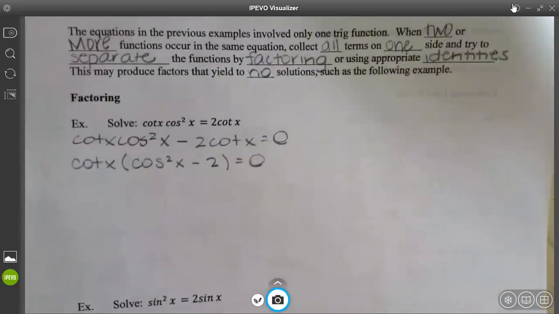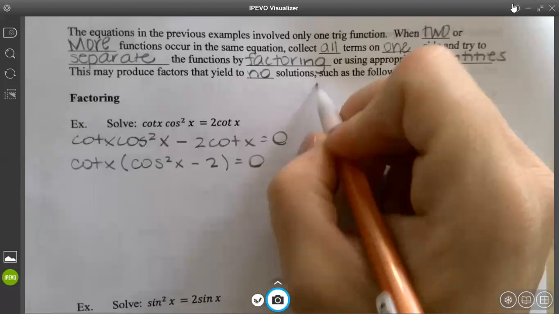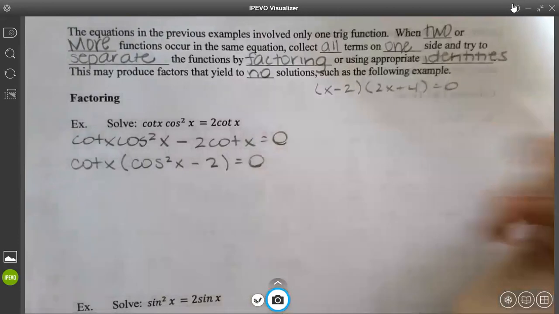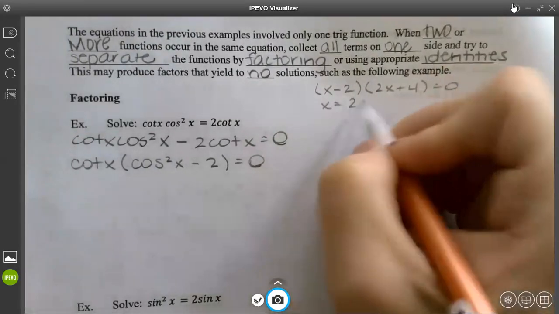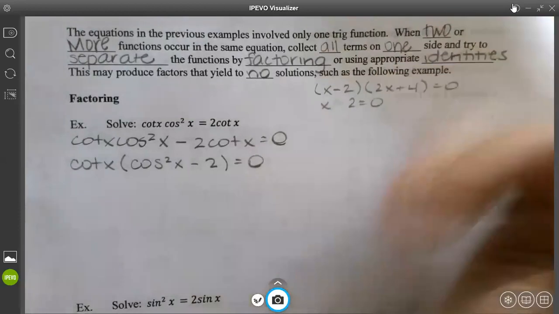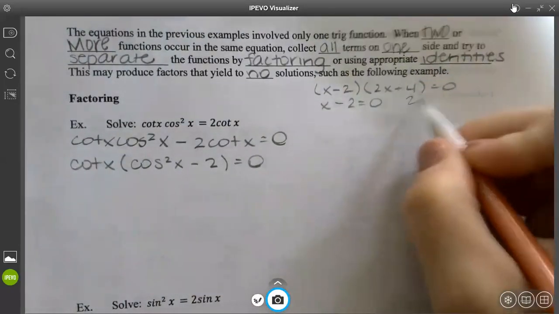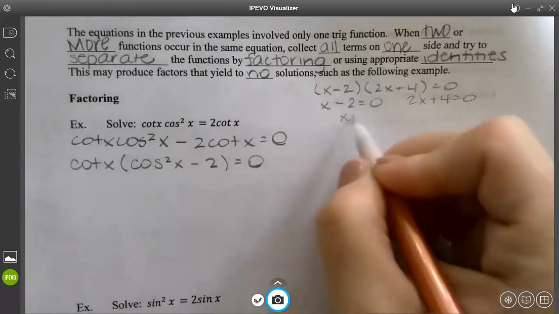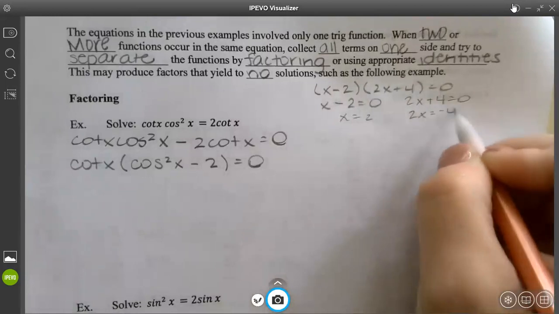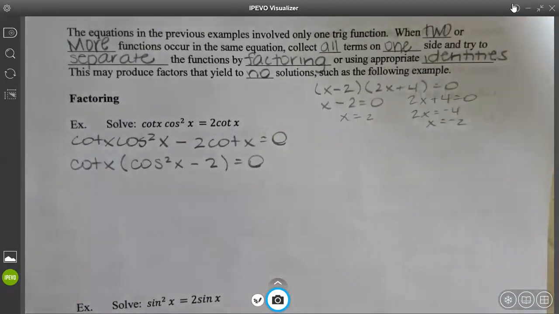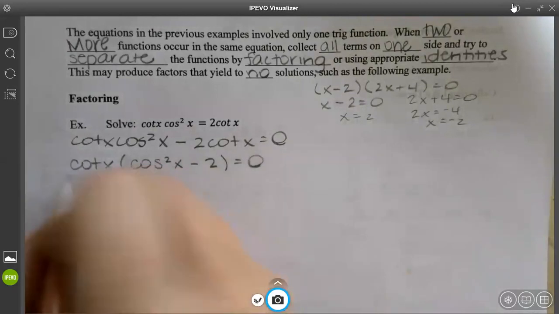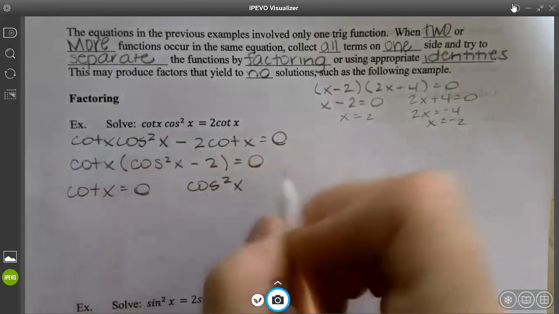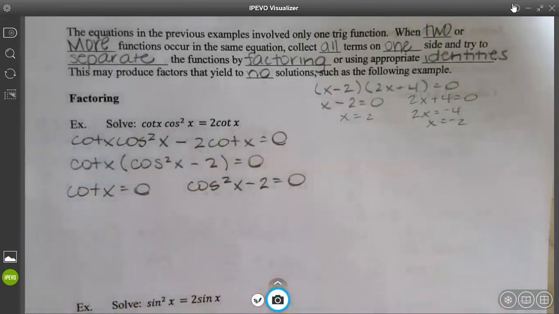When you factor and you're trying to find your answers, like if we factored x - 2 and 2x + 4 equal to 0, what you technically do is set both factors equal to 0 and then solve. So you would add 2, subtract 4, divide by 2. That's what we're going to do now. We're going to set each factor equal to 0. So we take cotan x and set it equal to 0, and we take cosine squared x - 2 and set it equal to 0.